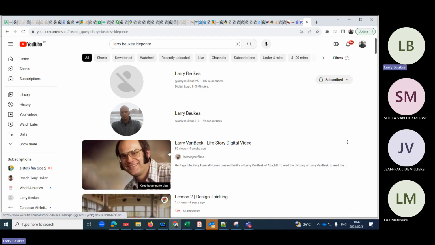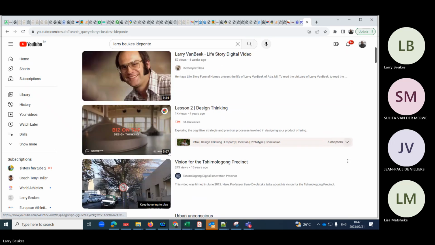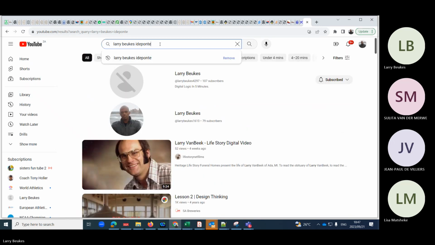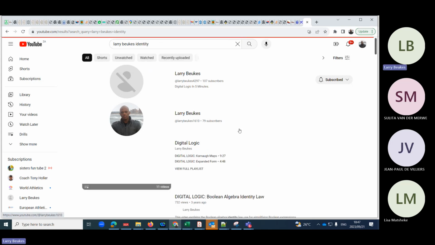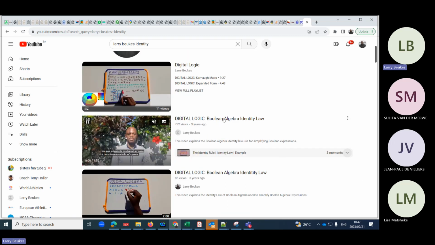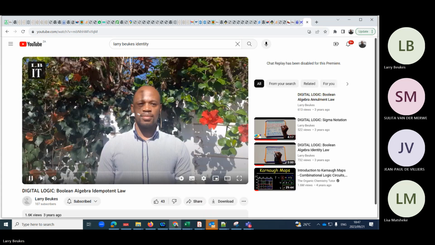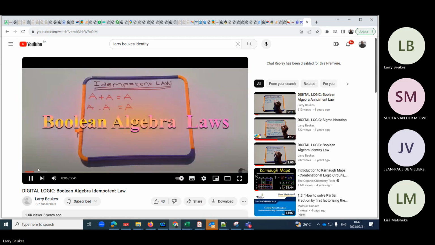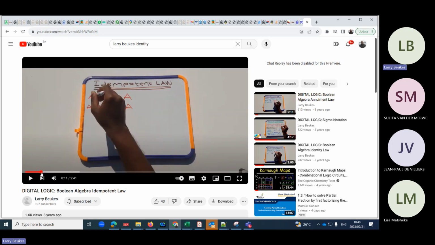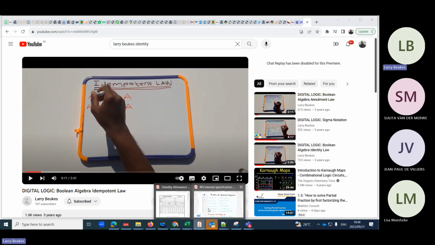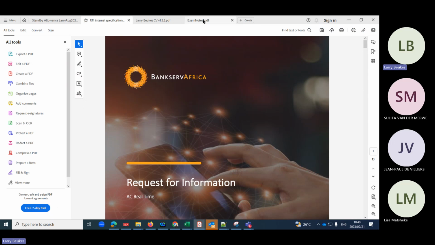Okay, and then the identity law. Let's see if we have the identity law. Let's see, I think I'll get it from here. Identity law, here it is. So A plus A is A and A and A is A, but this one is simple. Let's go back to my 12 laws first.